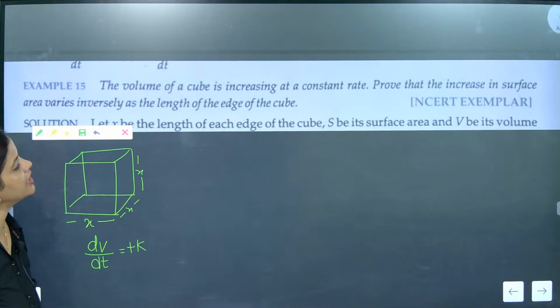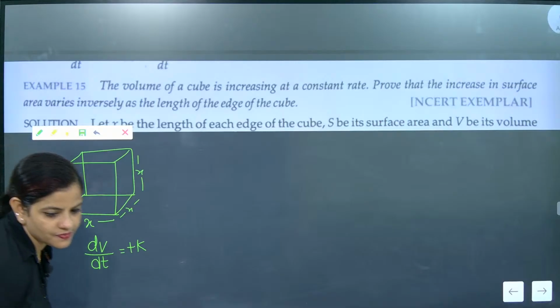After that, what are they telling? Prove that the increase in surface area varies inversely as the length of the edge of the cube. So we have to prove that ds by dt is equal to some constant divided by its edge. This we have to write.